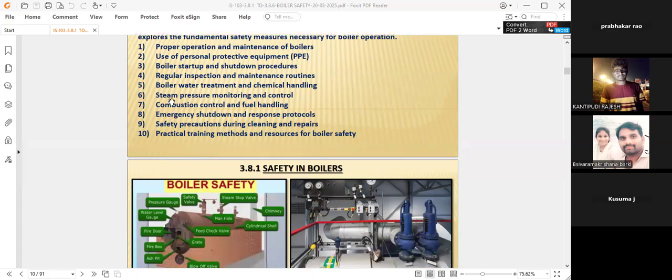Steam pressure monitoring and control is very, very important. Steam temperature control is also very important. Here the temperature is not mentioned, but it should be mentioned. Steam and pressure control is very important. Ensure that there are no pressure blocks or clogs.